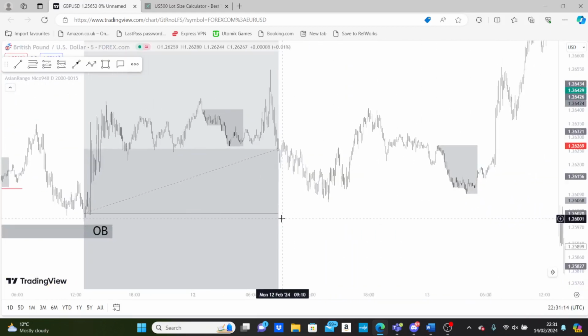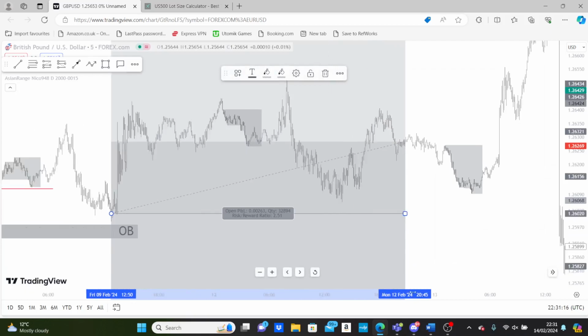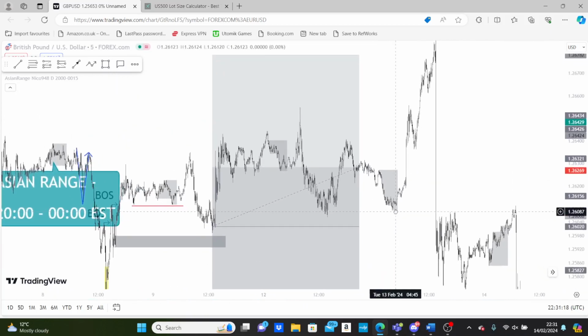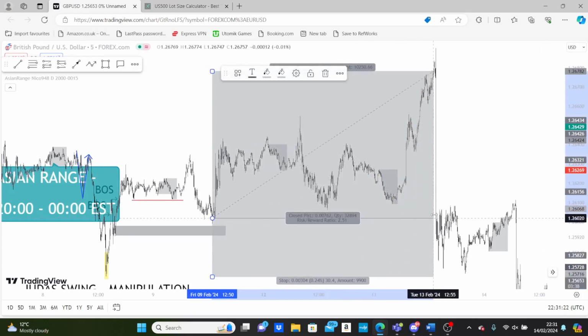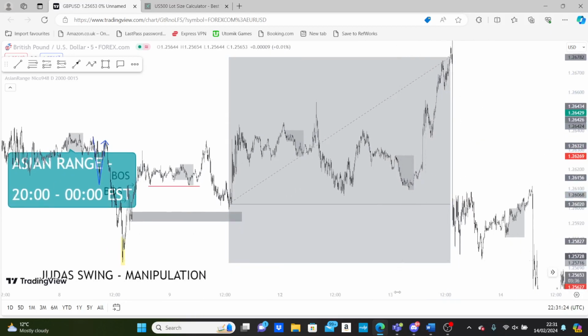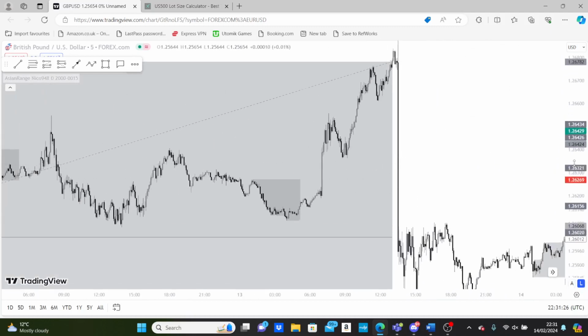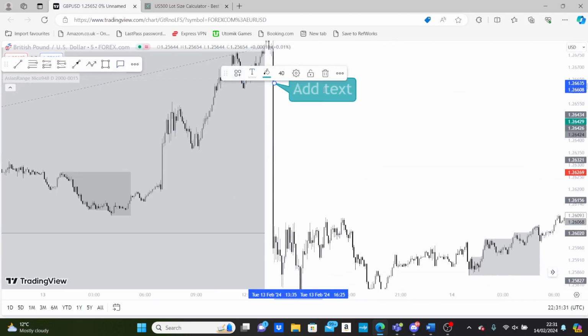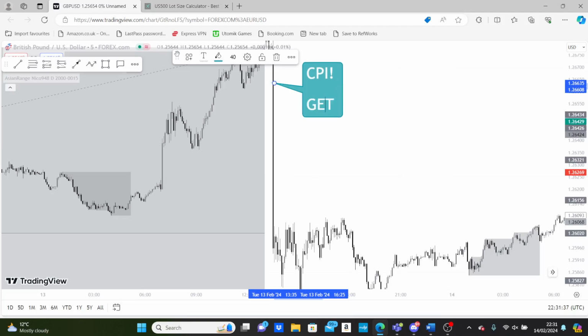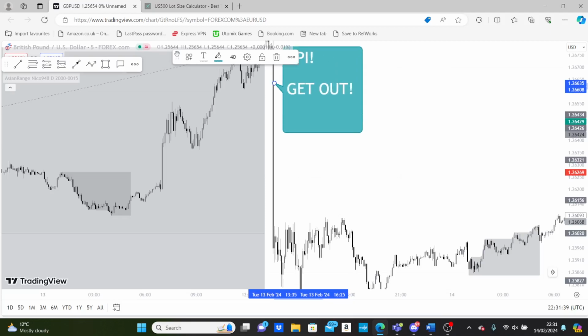I held it into the following week, into this week, Monday the 12th, just before CPI. 85% of partials were taken at 2.5R. The reason for that is because, as you can see, we had CPI. Now, CPI is a very, very volatile news event, so obviously you want to be risk-free and essentially out of your trades before an event like CPI. So this here was CPI. And what do you want to do? You want to get out, be risk-free.